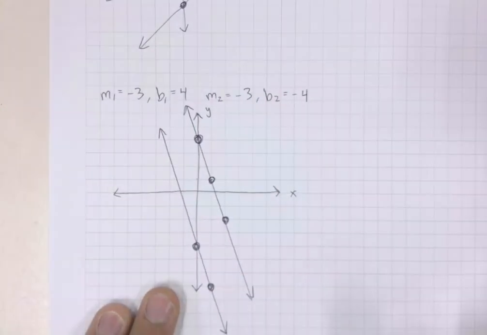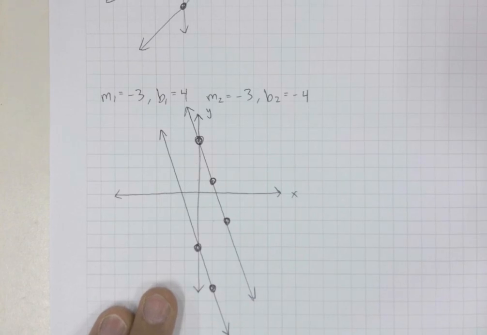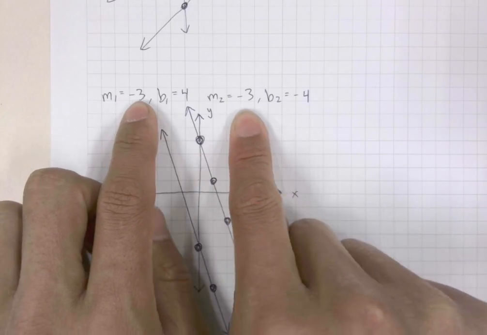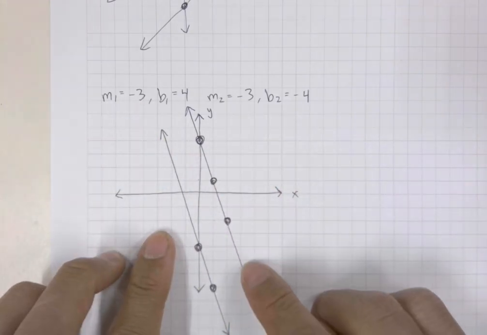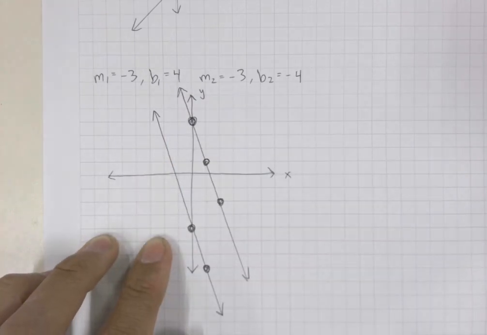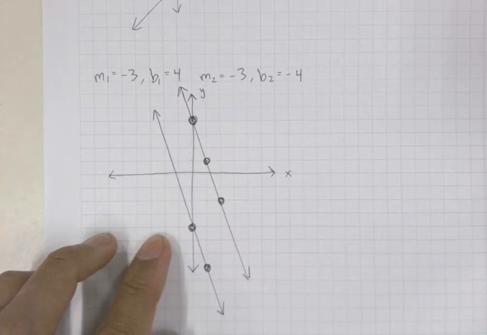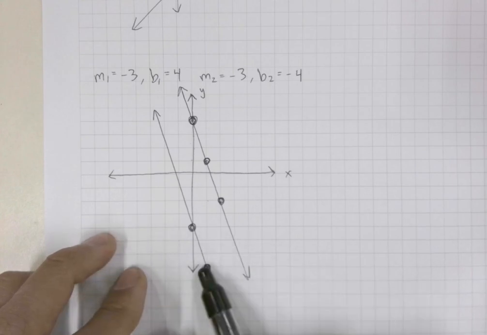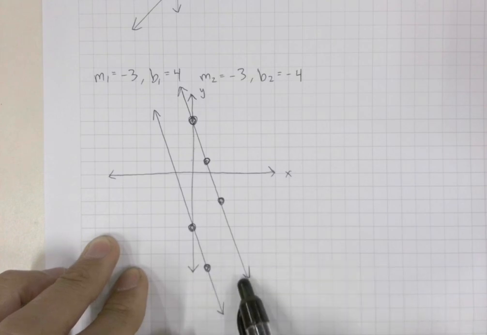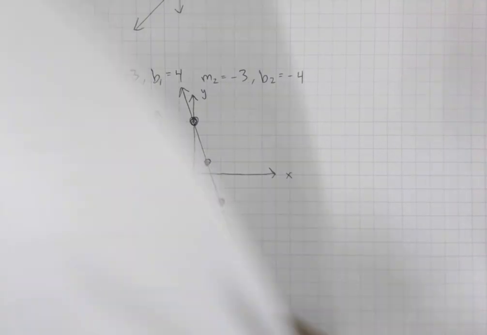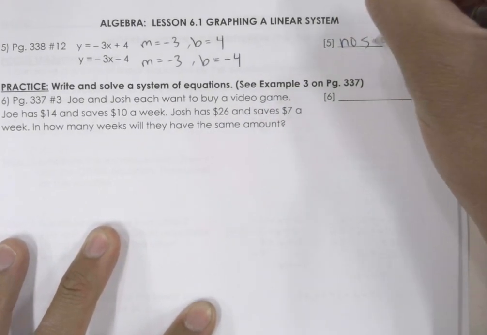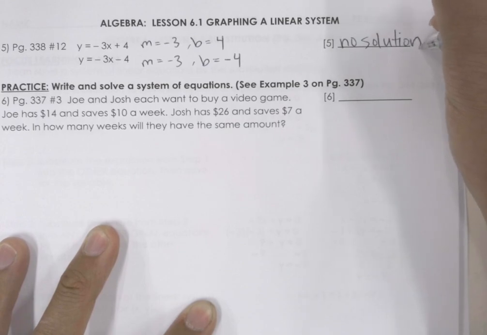So if you notice here, we have the same situation going on. We have different y-intercepts and we have the same slope. What does that result in? It results in two parallel lines that will never touch, they will never meet. And so what is our solution here? Our solution is where the two lines intersect, where they touch each other, where they meet. And in this case, there is no solution. So I'm going to come back to my handout, and I'm going to write no solution. And that's it.